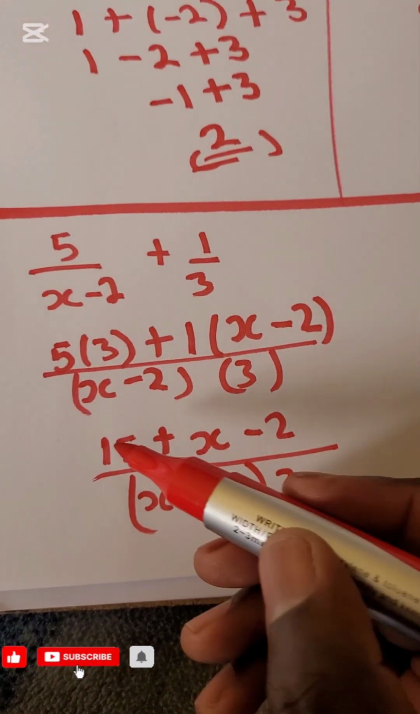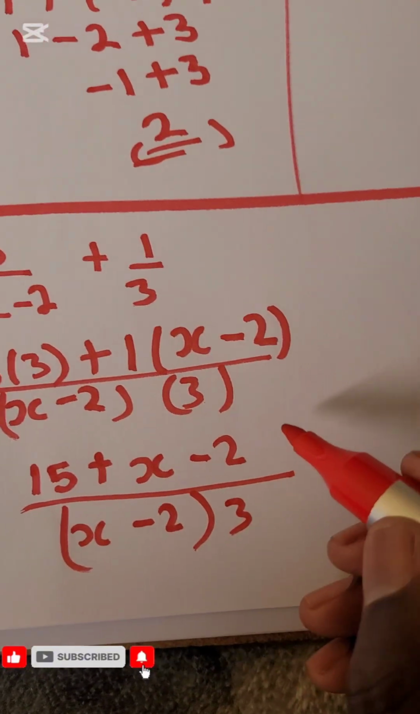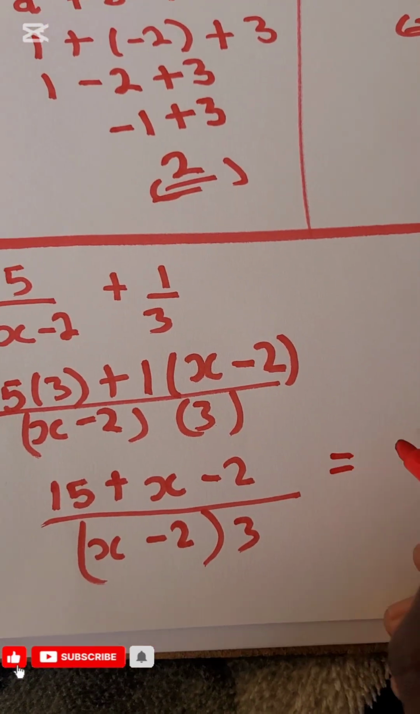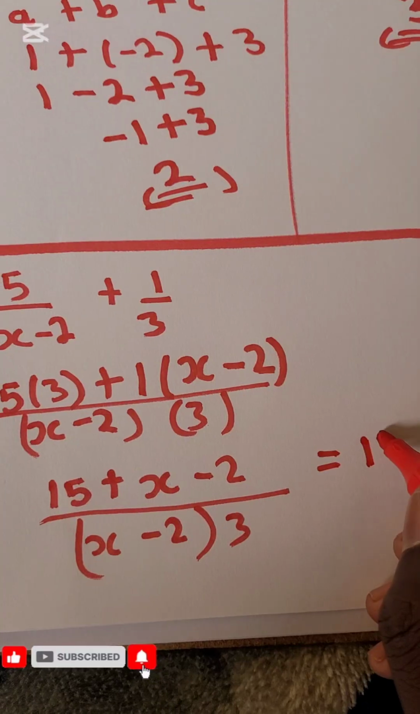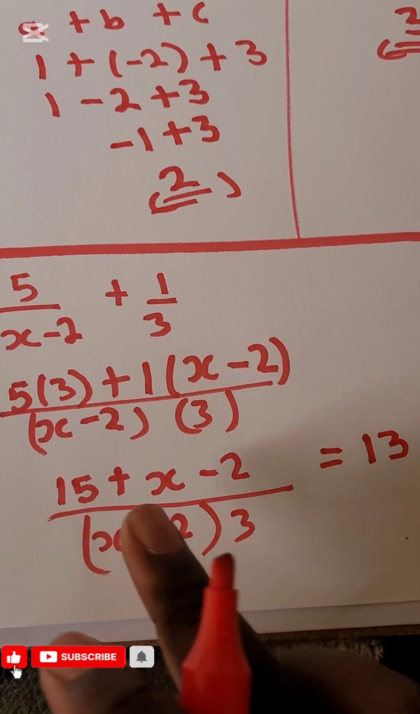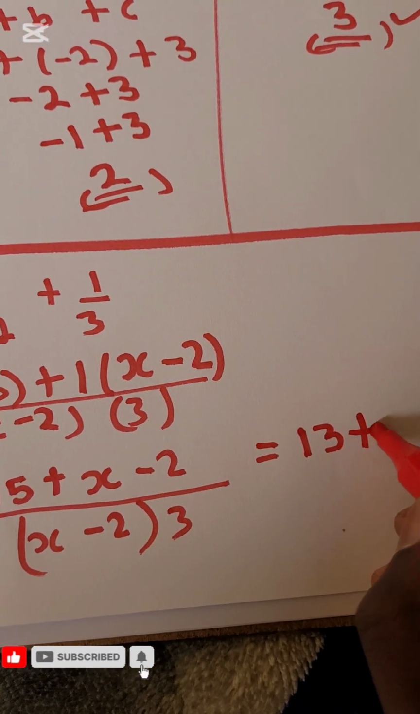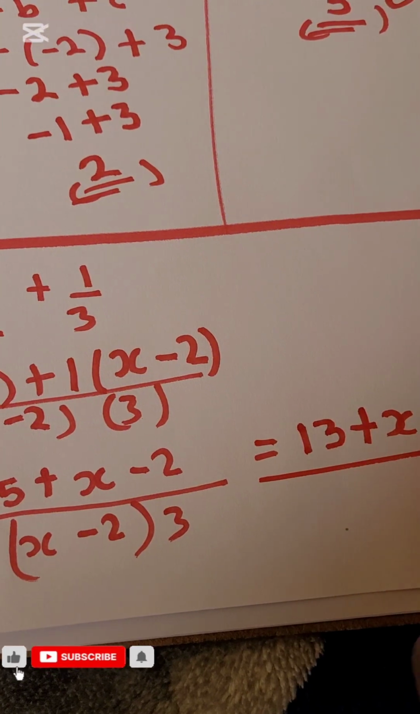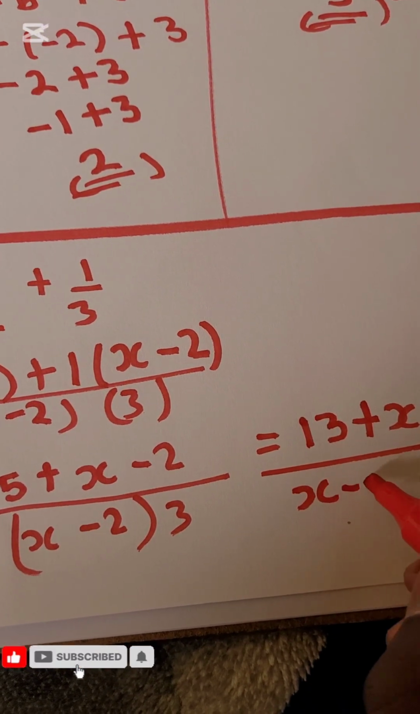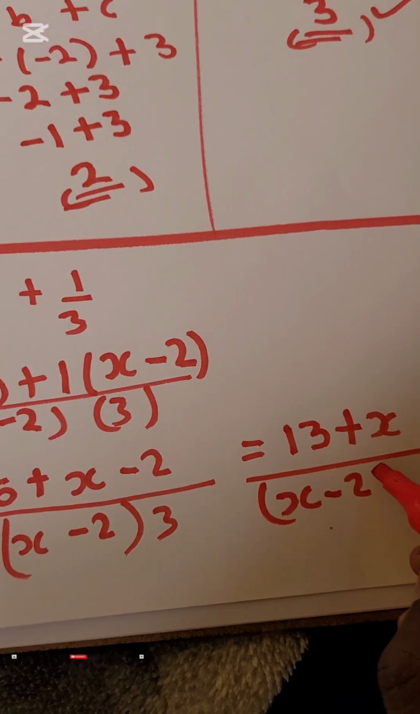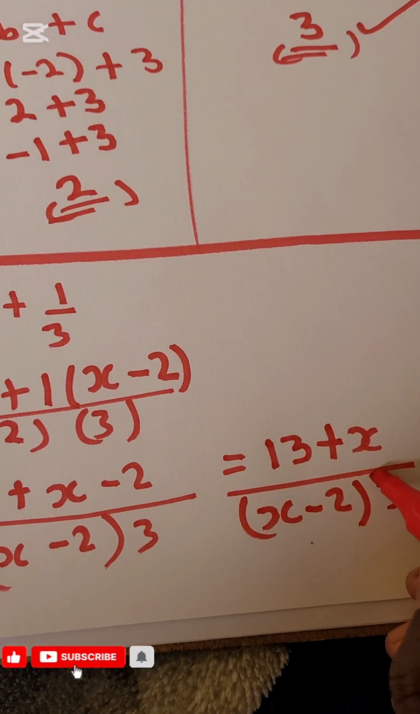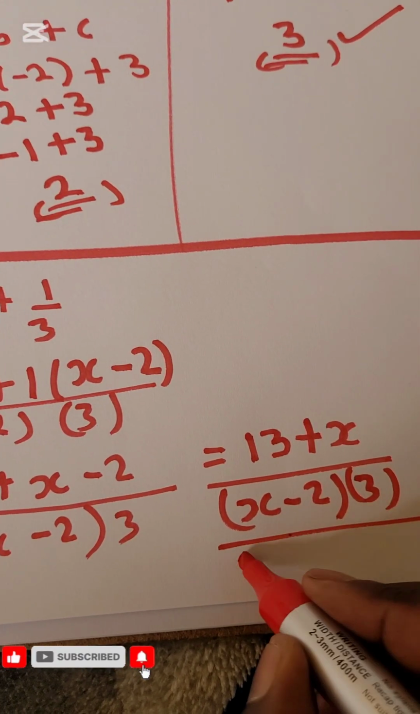Okay, so 15 minus 2, we get 13, right? Plus x, all over x minus 2 and 3. That's our final answer.